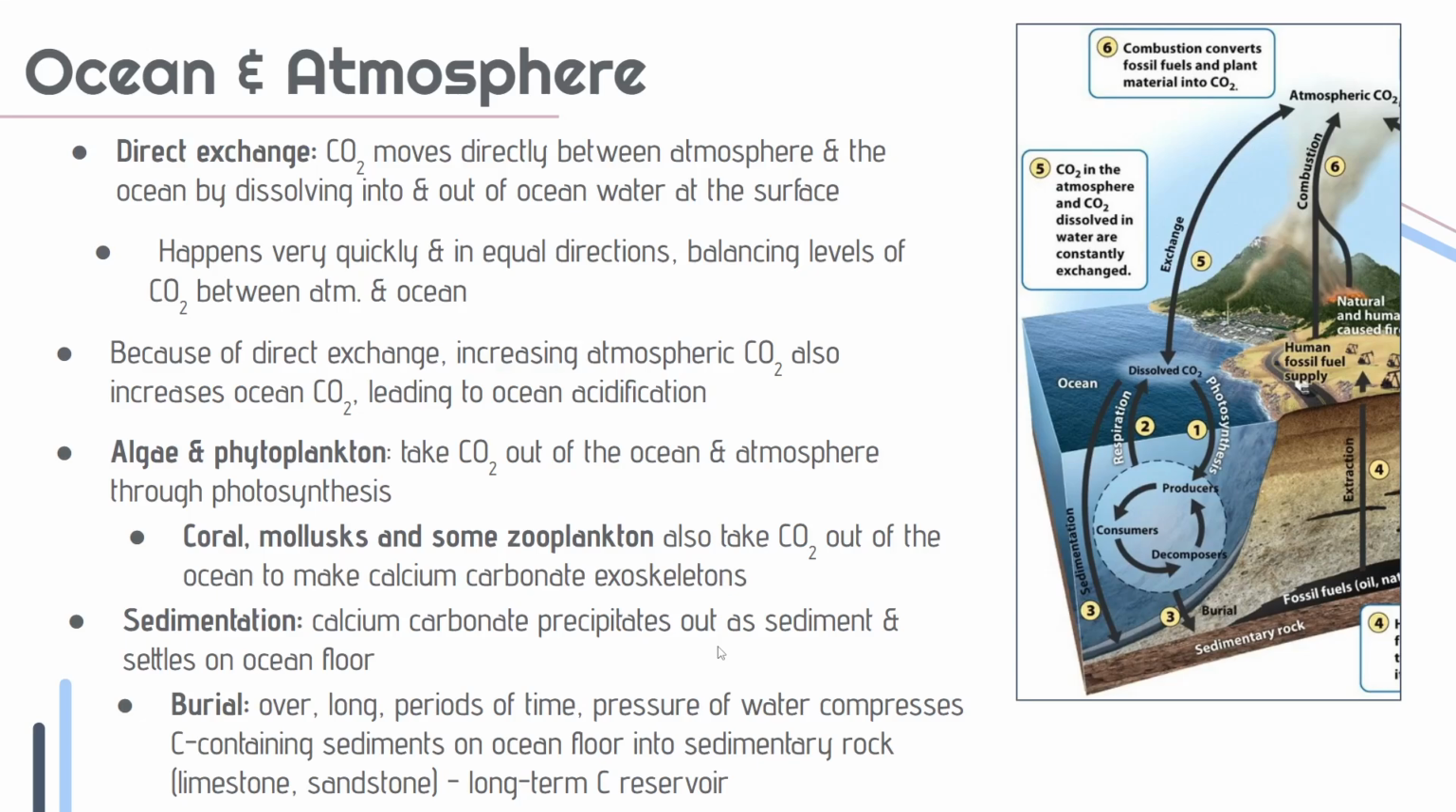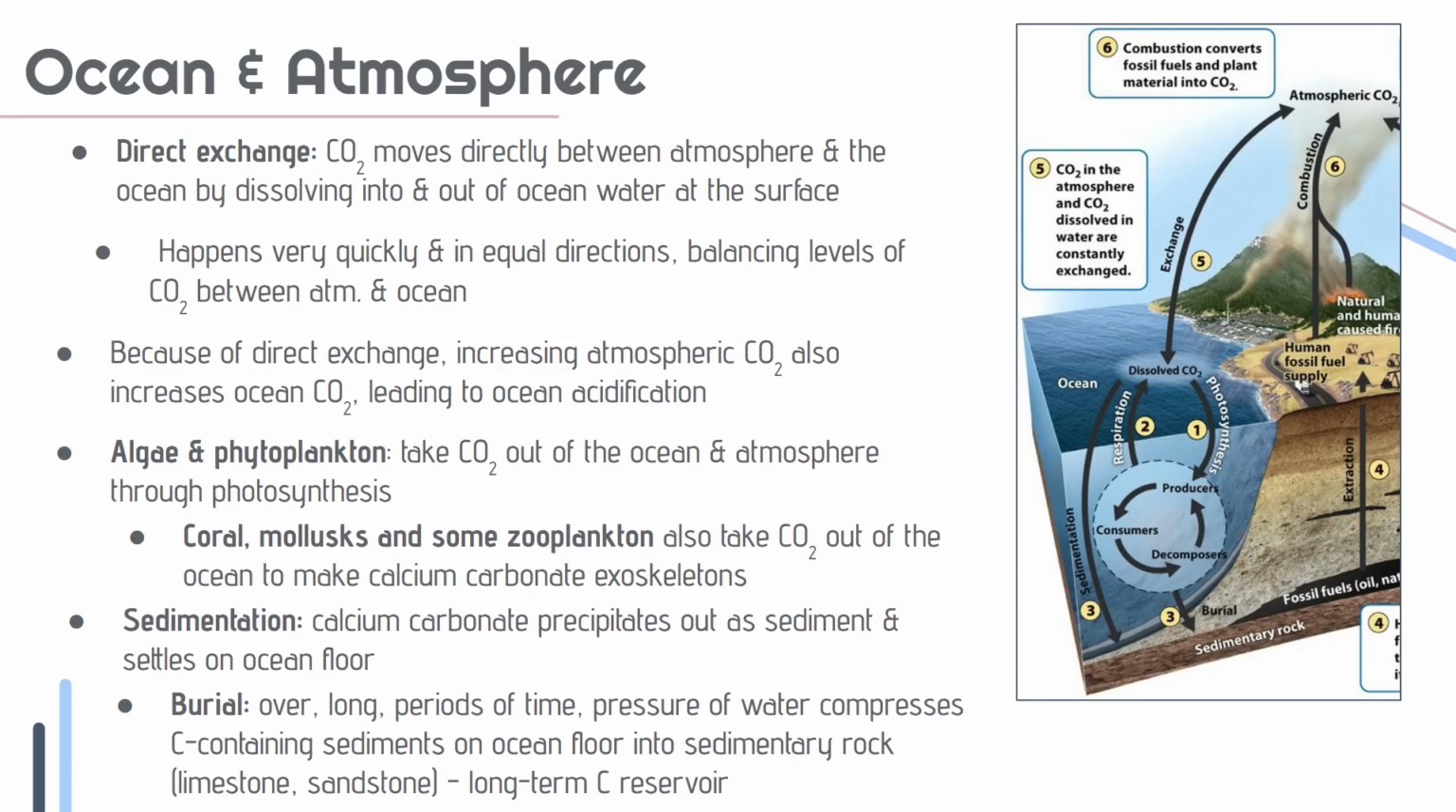Now that carbon dioxide in the ocean can be taken up by the algae and the phytoplankton, so they'll take the CO2 and they'll convert it into sugars via photosynthesis. So that's one way that the carbon dioxide can be taken out of the ocean. We also have coral reefs and other marine organisms that create shells.